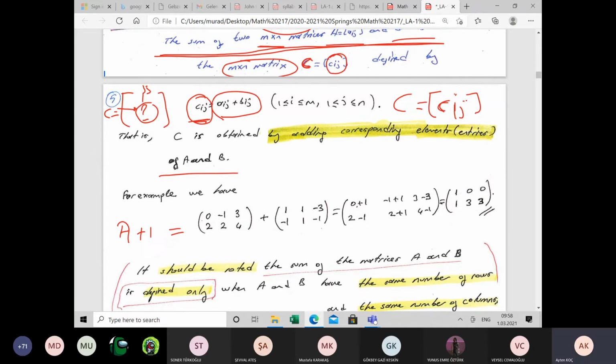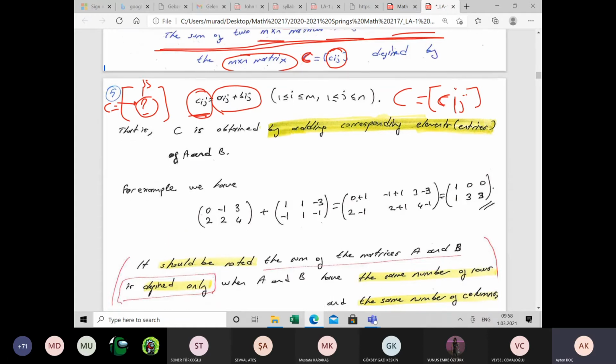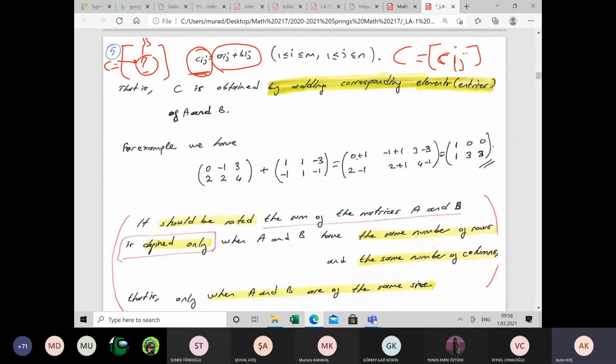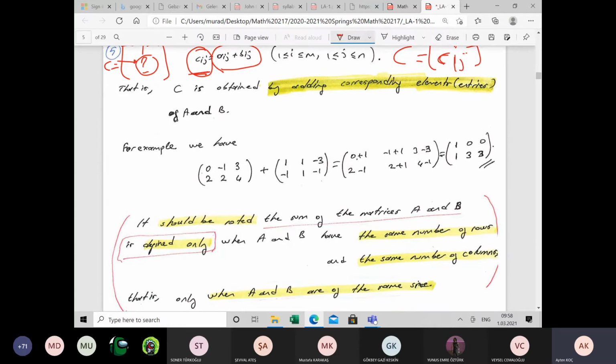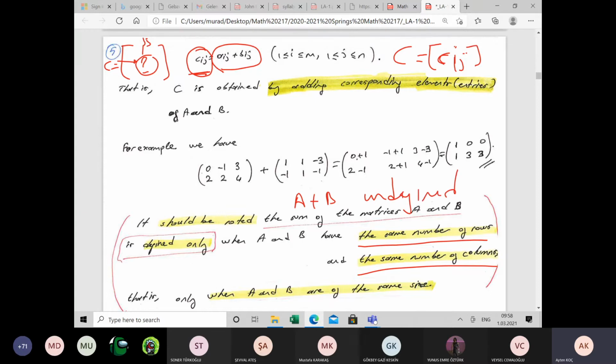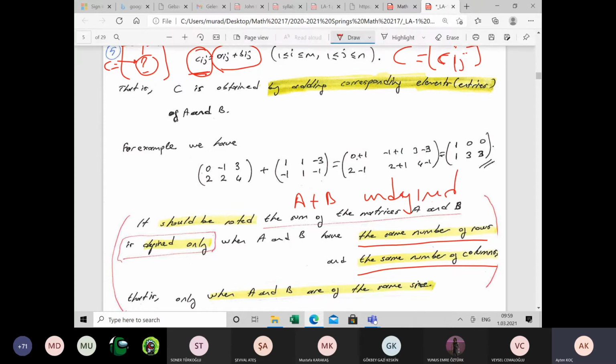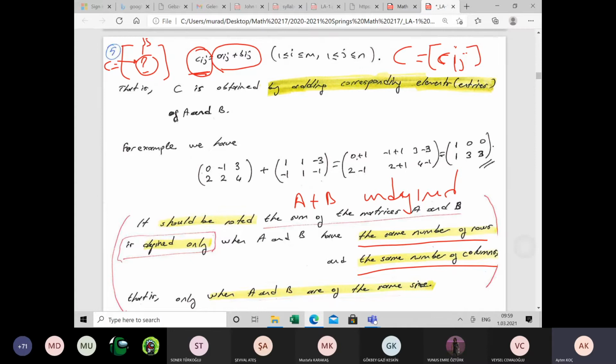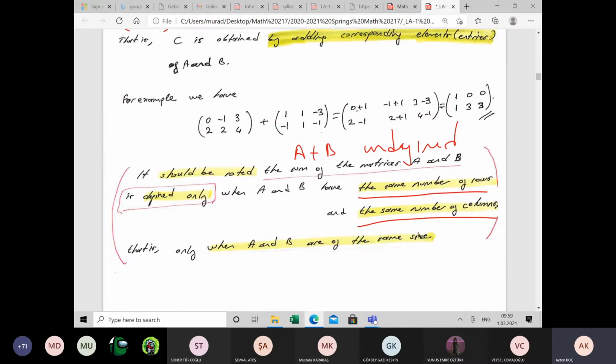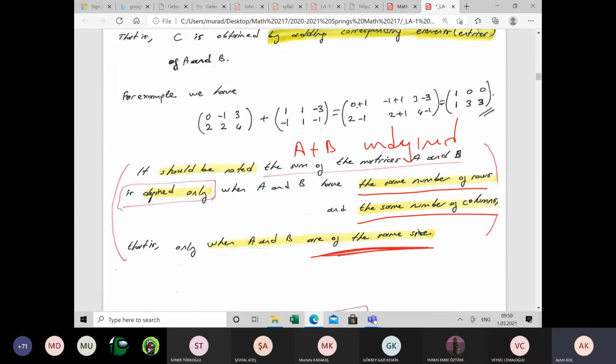But here is a critical point: our matrices must have the same dimension, the same row and column dimension. Otherwise A plus B is undefined. It is not possible to get the matrix. They should be the same dimension, row and column dimension. It is an important point here.